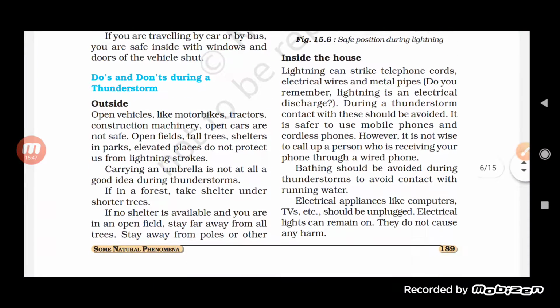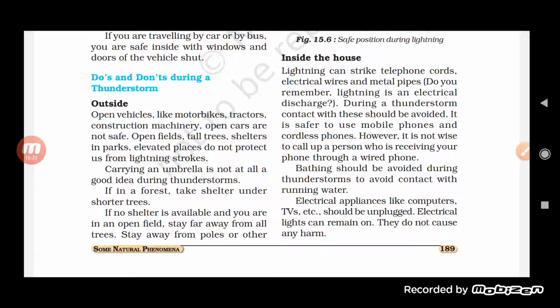Now, what are the safety measures that we can take inside the house? Lightning can strike telephone cords, electrical wires, and metal pipes. So, during a thunderstorm, contact with these should be avoided. It is safer to use a mobile phone or a cordless phone. However, it is not wise to call a person who is receiving your call through a wired phone.